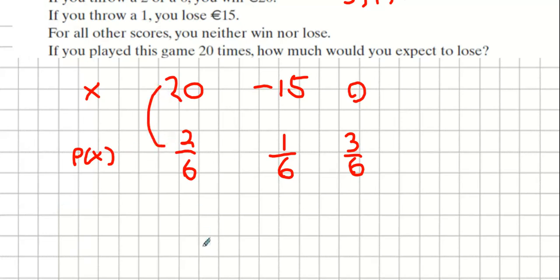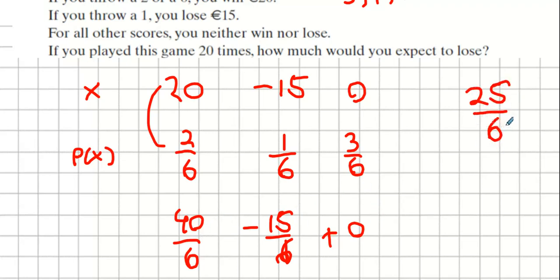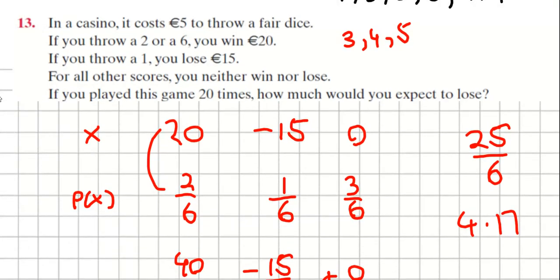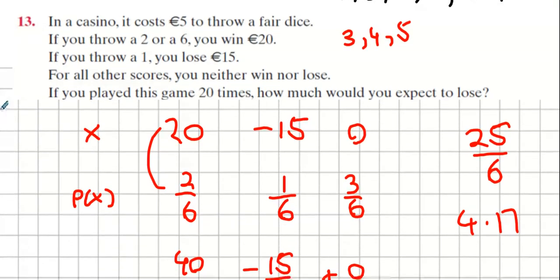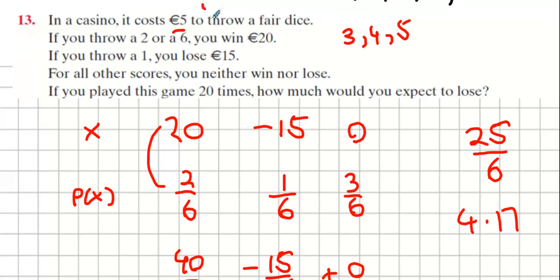Now let's multiply this out. So that's going to be 40 over 6. That's going to be minus 15 over 6. And that's going to be 0. And then 40 take away 15 is 25 over 6. And what's 25 over 6? €4 and 16 recurring. So €4 and 17 cents. And how much did they charge us for the game? Yeah, it's not a fair game because we're going to lose 83 cents a game, aren't we? Pay a fiver, but we only win 4.17.